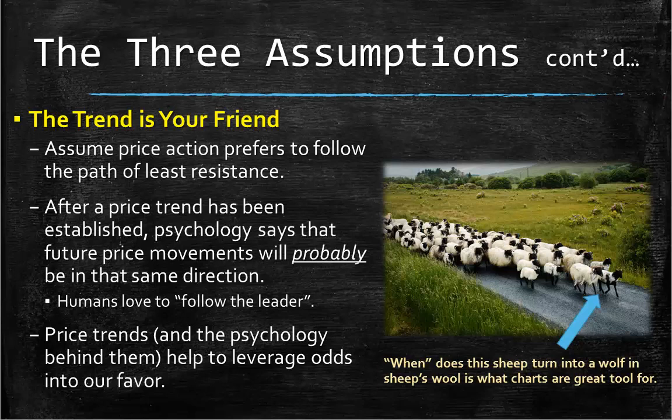So by understanding price trends and the psychology behind them, we can help to leverage odds into our favor. And this is pretty much what the market is. It's a bunch of sheep following a certain trend. Now, when does this sheep right here, so it looks like this one is the leader of the pack, when does this sheep turn into a wolf? That's what charts and technical analysis are for. We are going to be able to look and try to forecast when a trend is going to change and when this sheep turns into a wolf, and when that happens, they lead all these sheep to the slaughterhouse without them knowing.